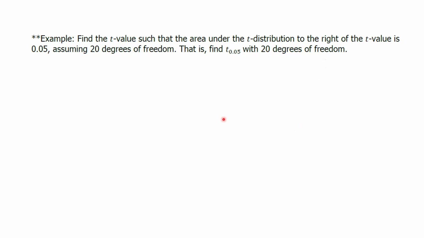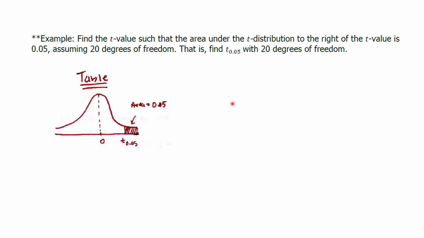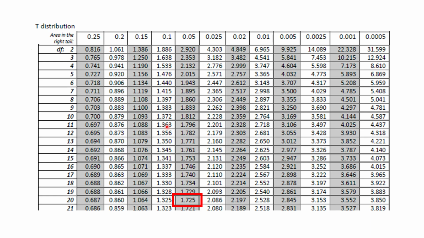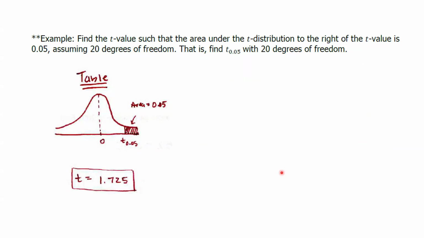For our table, we are going to look at the degrees of freedom and our area. We know t sub alpha, so we're trying to find that t-value that gives us an area to the right of 0.05. So we're going to go into our formula chart. We find our degrees of freedom, which is 20, and our alpha, which is 0.05, and the intersection gives us the number 1.725. Okay, so our t-value is 1.725.